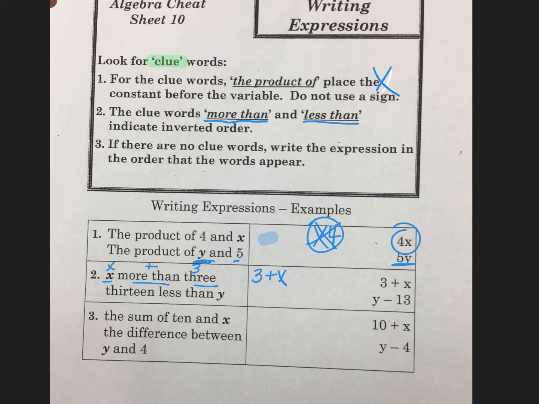13 less than y, it's got the keywords. So it says 13 less than y. Well, you're going to write it inverted because of the keywords. Now, the sum of 10 and x is written like this. So in this case, the sum of 10 plus x, because it does not have the keywords more than and less than, you're going to write it just as it's read, okay?